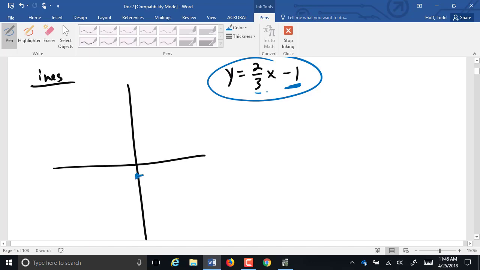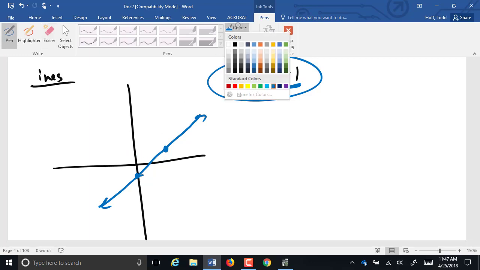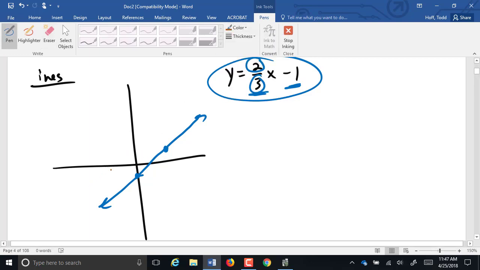From that starting point, my slope here, the slope is the number that does multiply x, has a rise and a run. So from that point, we rise 2, and then we run 3. That takes us to our second point on that line. But one of the relationships we want to look at today is going to look like this. This is a parallel line.